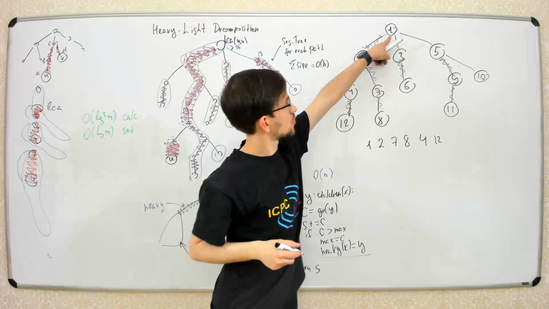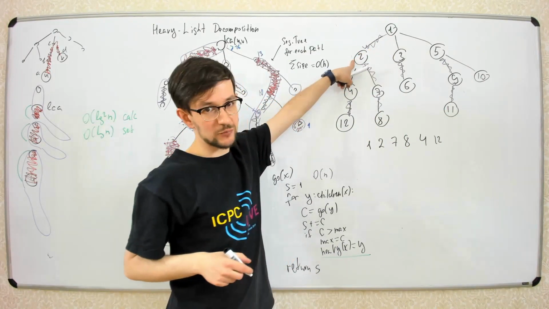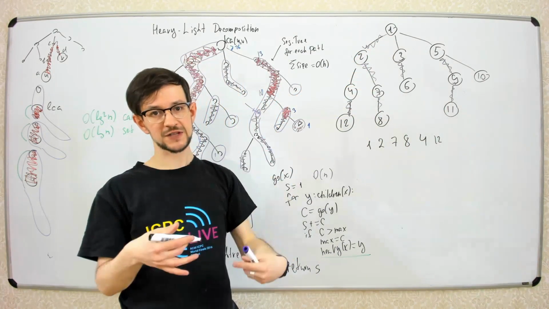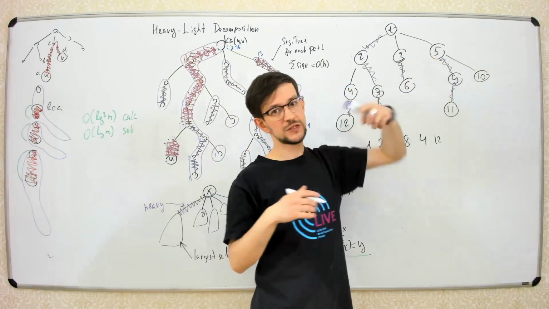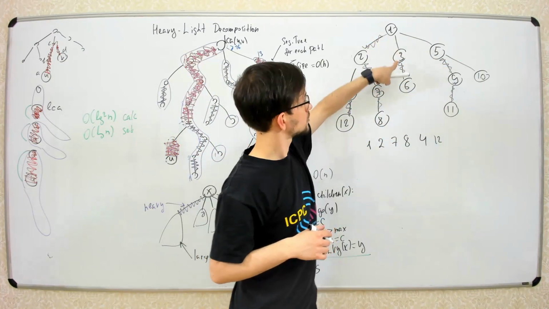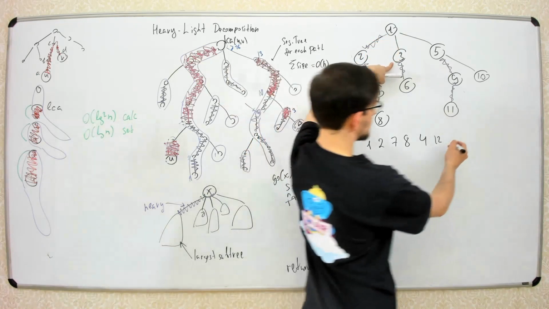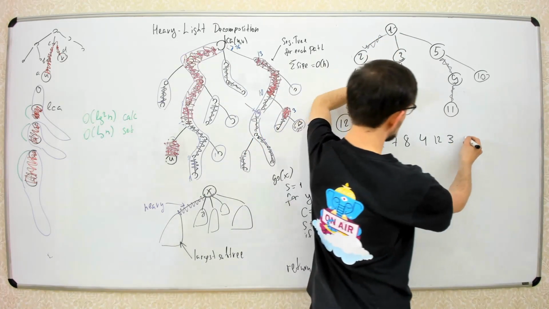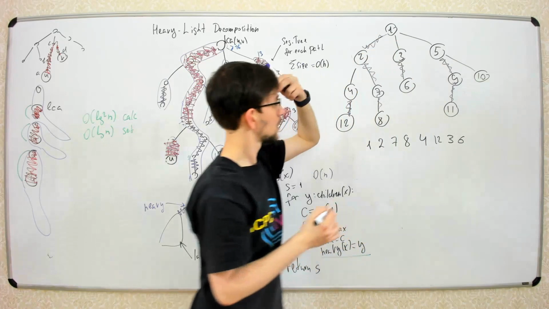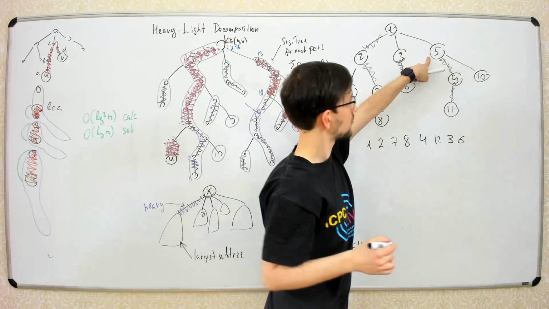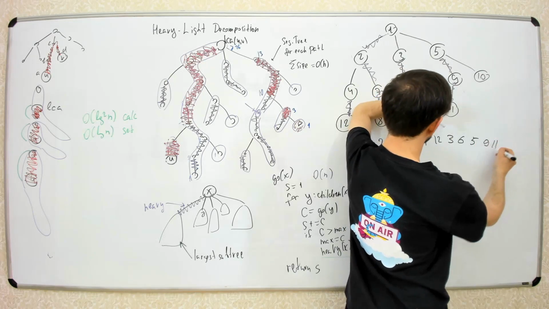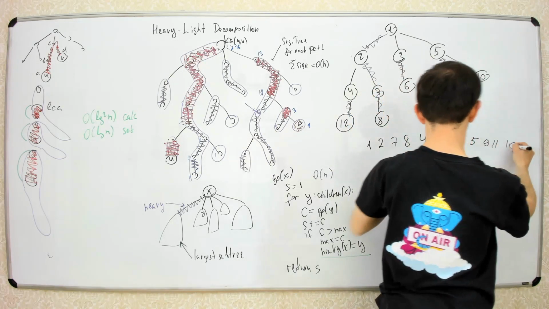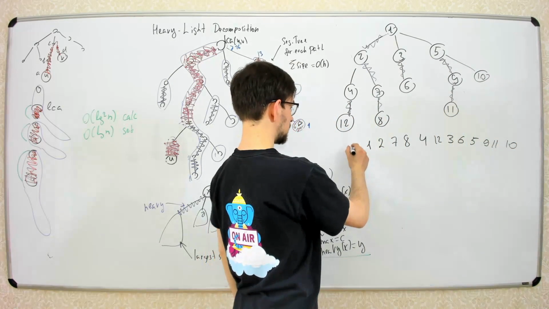Now I started from the root and visited the heavy subtree. So now I just visit all other subtrees recursively. I take these two subtrees and visit both of them. So I go to subtree 3 and then go to 6, then go back. And then go to this subtree, subtree 5. Here I visit 9, 11, then back and then 10. That's all.